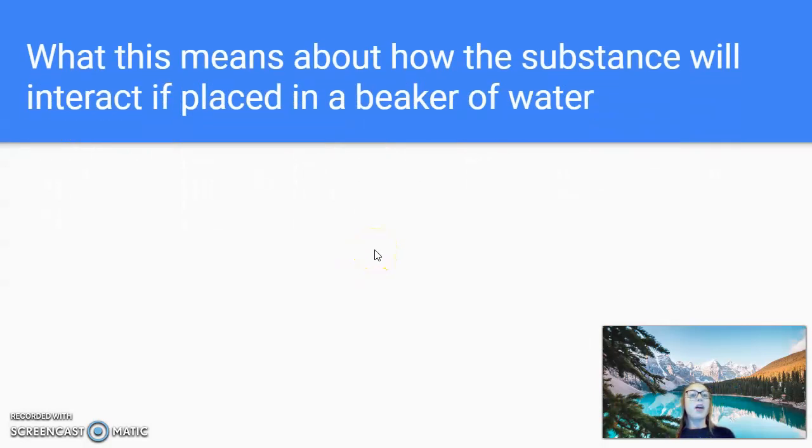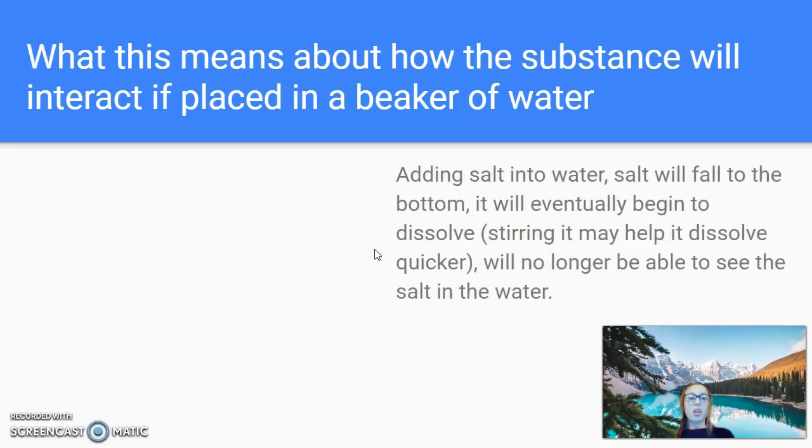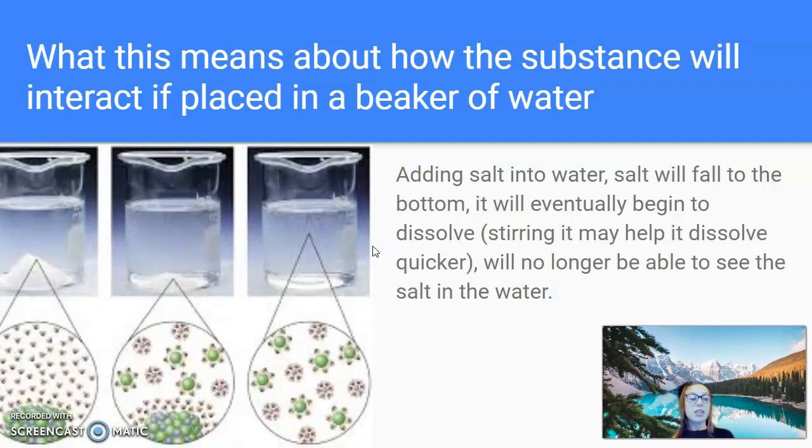What does this mean about how the substance will interact if placed in a beaker of water? Adding salt into water, the salt will fall to the bottom. It will eventually begin to dissolve. Stirring it may help it dissolve quicker, and we'll no longer be able to see the salt in the water. This is an easy experiment that you can do at home as well. As you can see from the pictures, that is what the molecules look like once the salt is first added, once it begins to dissolve, and once it's completely dissolved.